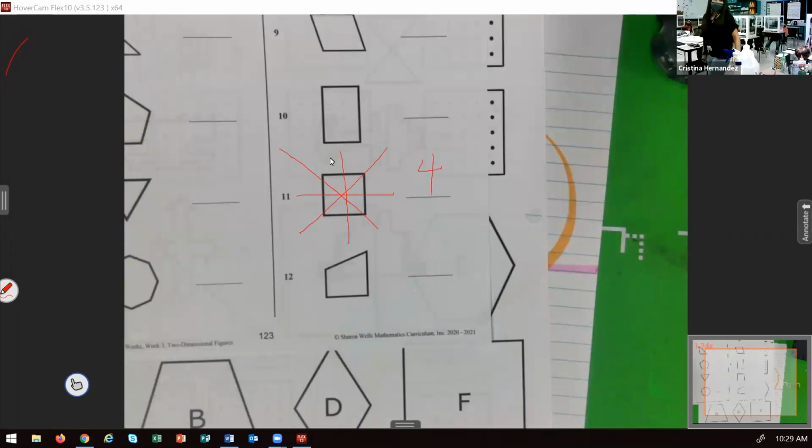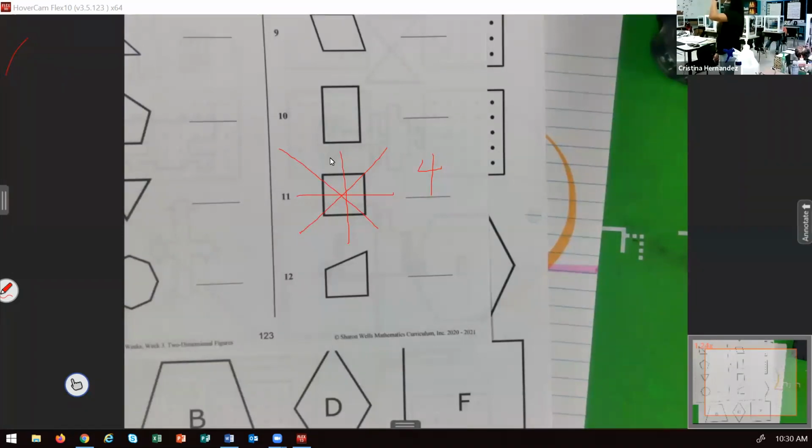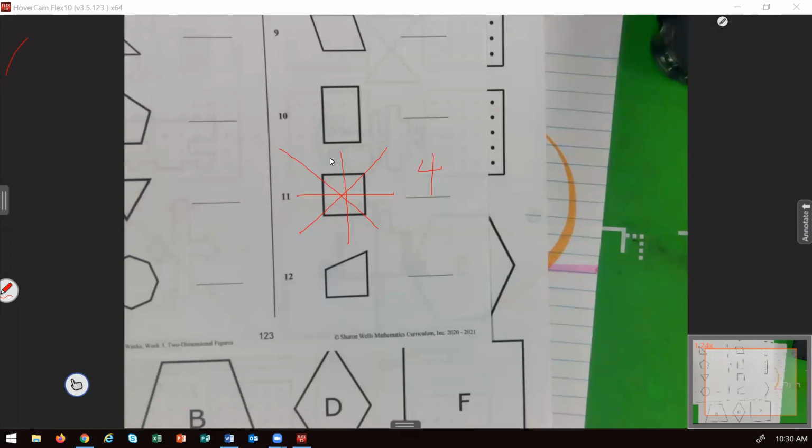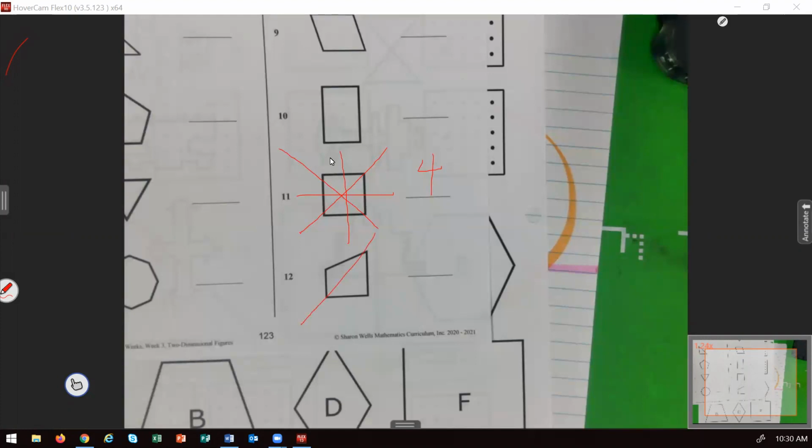Mariah, which way do you think we can cut it? Not in the middle, but where the point is, and then go all the way straight down. A diagonal? Yeah. And then it would look the same. Yeah, but this side is smaller than that side, isn't it?